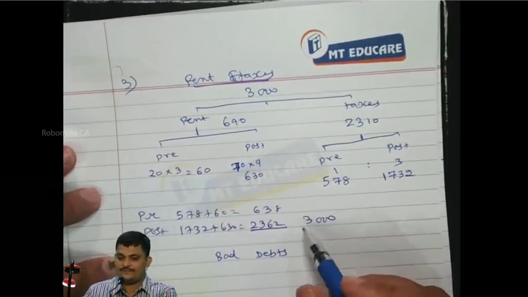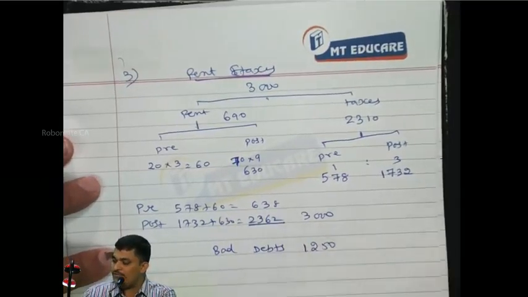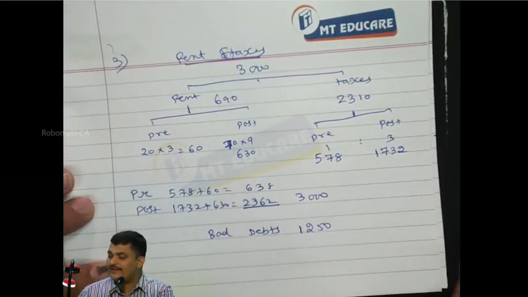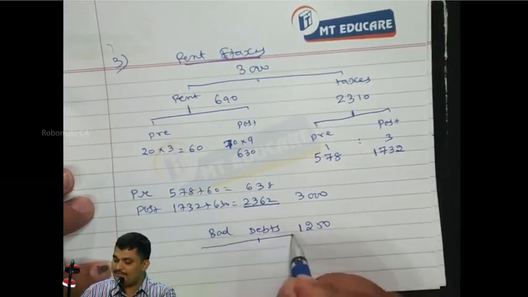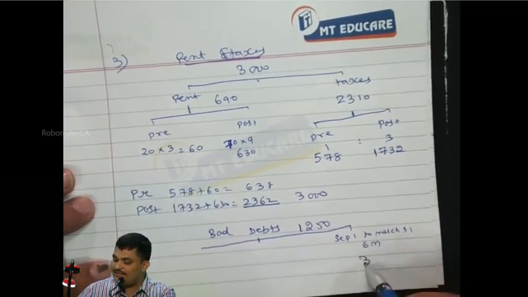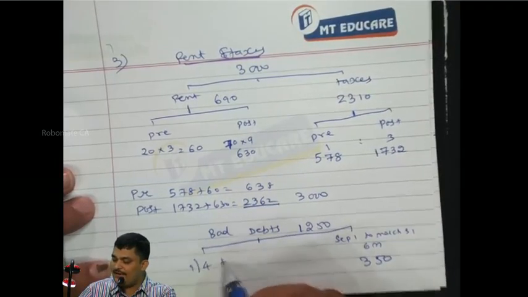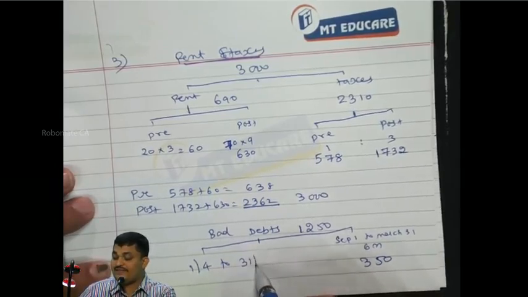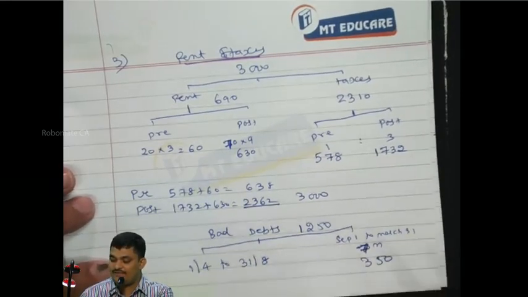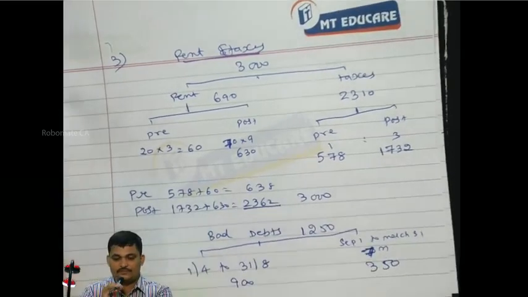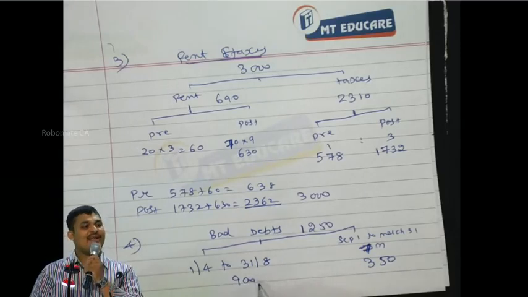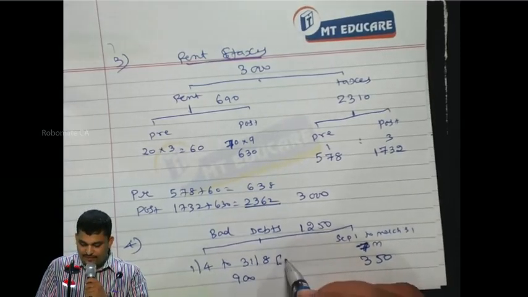Bad debts, how much? 1250. Bad debts was given that from September 1 to March 31, for 7 months it is only 350. So from 1st April to 31st August, it is 900 is the bad debts for a span of 5 months.